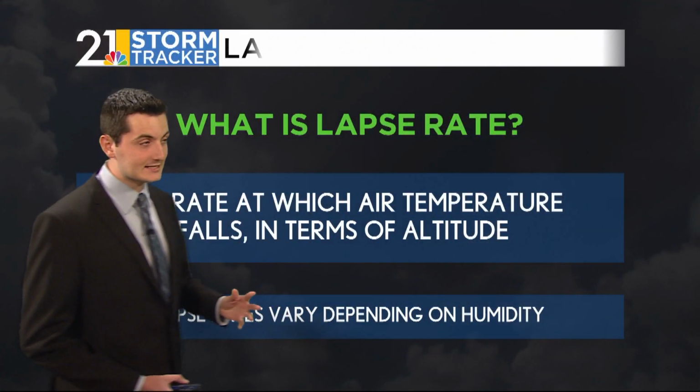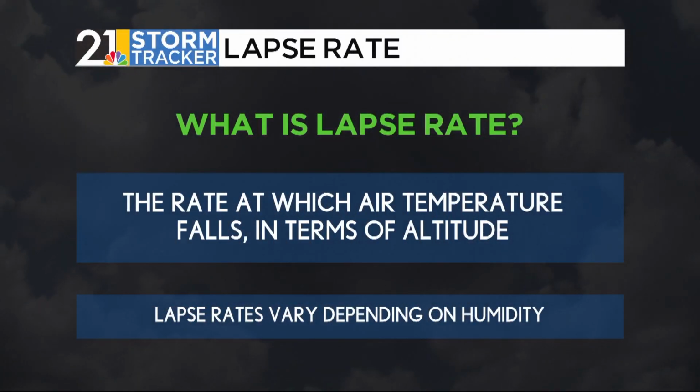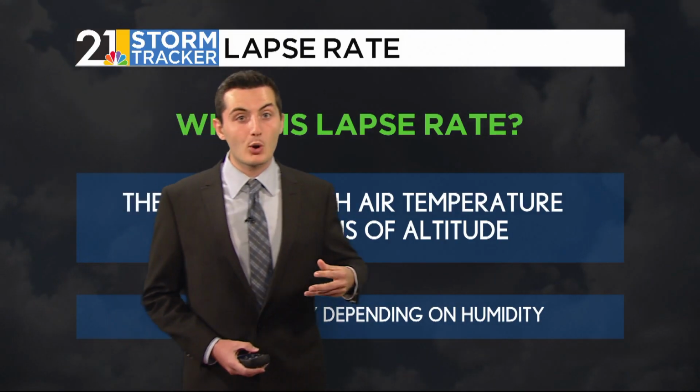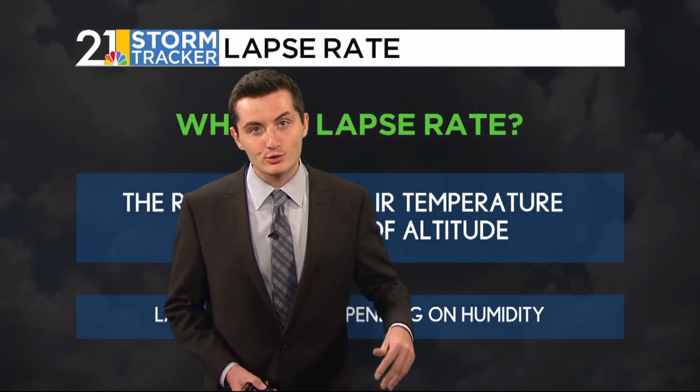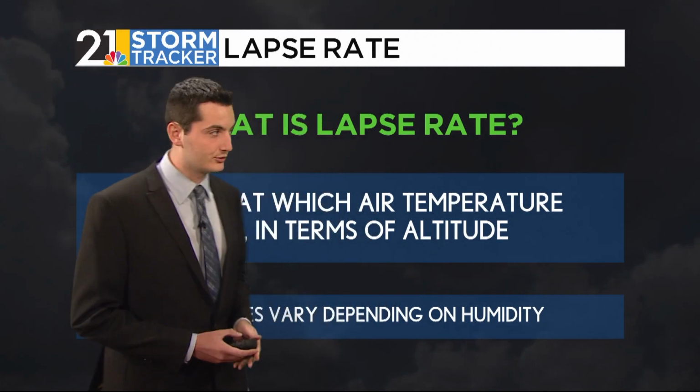Weather's impacts stretch from the surface all the way up to space. There are variables us meteorologists use when studying the change of something over altitude. One of these is lapse rate, the interplay between height and temperature. Here's the full definition behind me, and it's defined as the rate at which air temperature falls in terms of altitude. And you've got to think, let's say you're going up a mountain, typically the temperature goes down as you go up in altitude. That's the lapse rate.